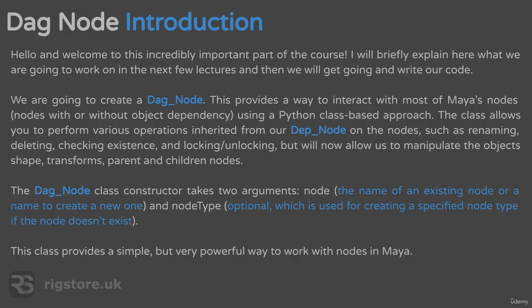The DAG node class constructor takes two arguments: node, the name of an existing object or name to create a new one, and the node type, which is optional, but which can be used for creating a specific type of node if the node doesn't exist. This class provides a simple but powerful way for us to work with most nodes in Maya.